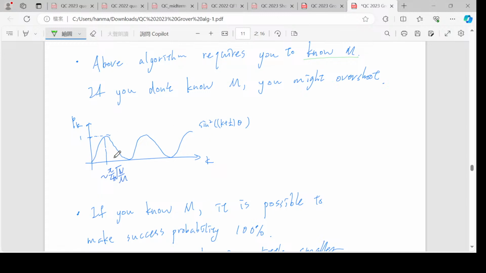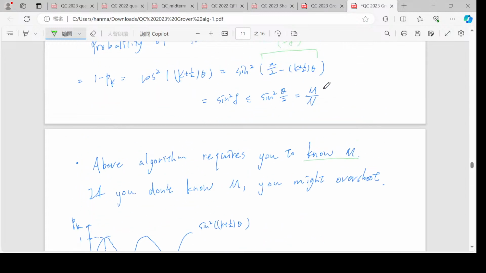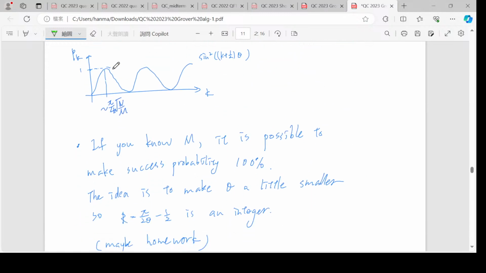So this is a plot between our success probability and the number of iterations we do in our Grover algorithm. And we see that if our number of iterations is about this, pi over 4 square root of n over m, then we have around 1 success probability. We have a success probability of 1 minus this small number. But if we keep going, the success probability actually gets smaller and bigger, and smaller and bigger. Okay, so that's annoying.